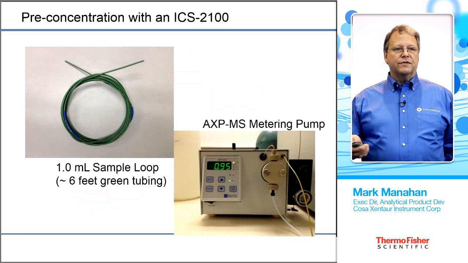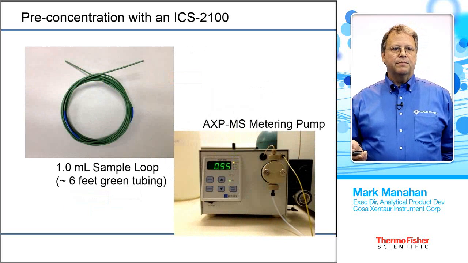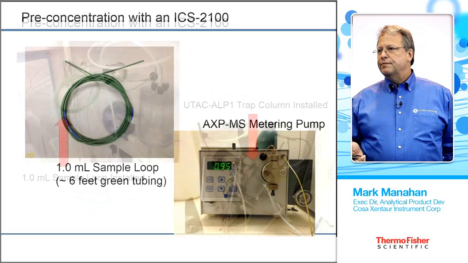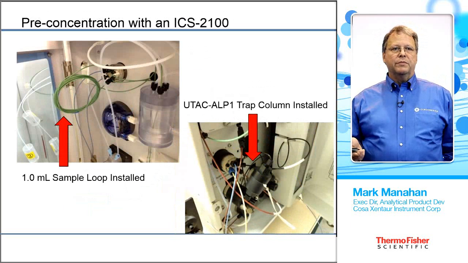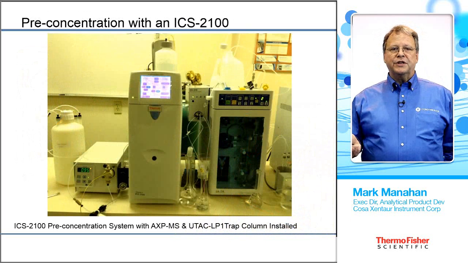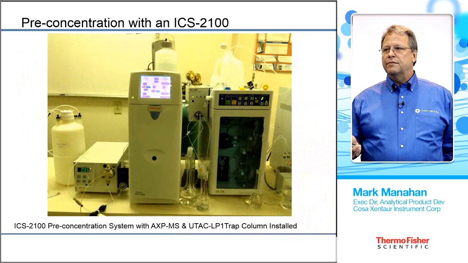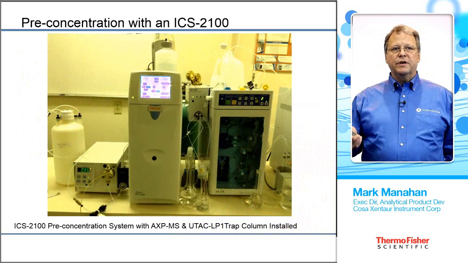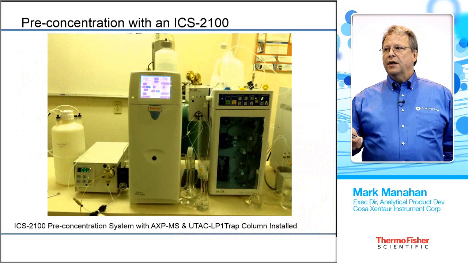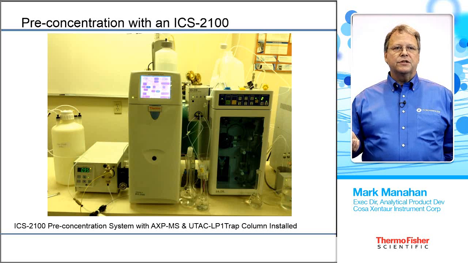Here are some pictures of the system. On the left is just your 1 mL loop. The bottom right is the AXP-MS pump. There's an actual picture of the 1 mL loop in the GA210, and the trap column on the ICS-2100. Here's a picture of the entire system in our lab in Houston, where we do a lot of the application work. As you can see, on the left is the pump, in the middle is the ICS-2100, and on the right is the GA210, and hanging between the 2 instruments is the ES210 that we discussed previously.